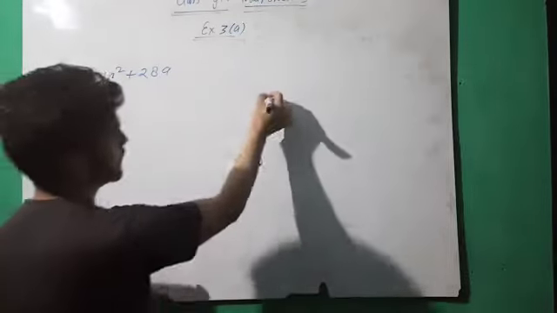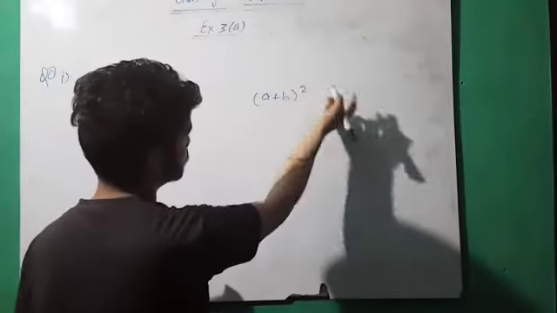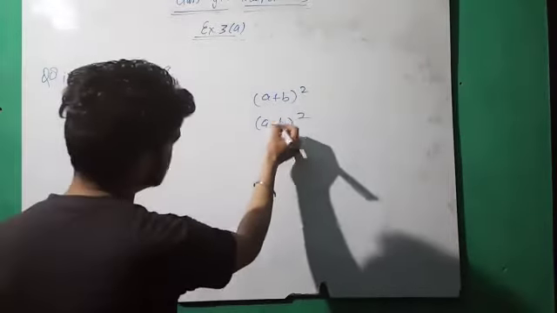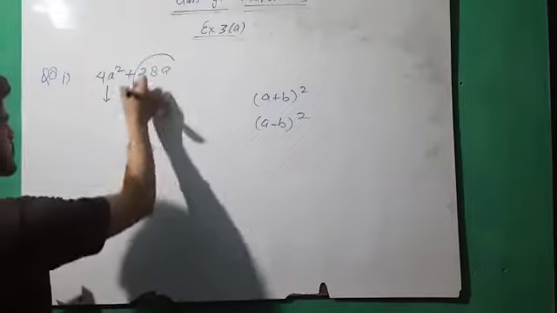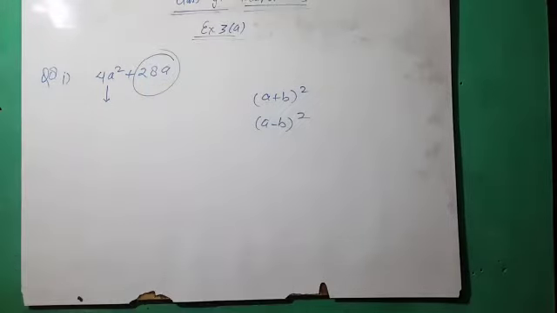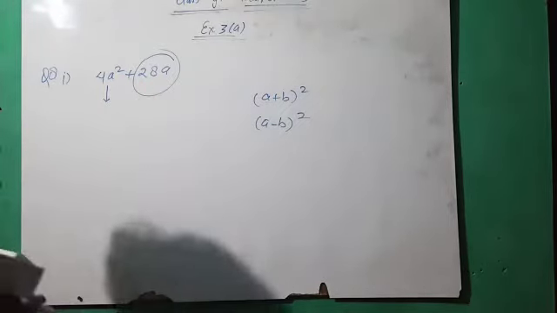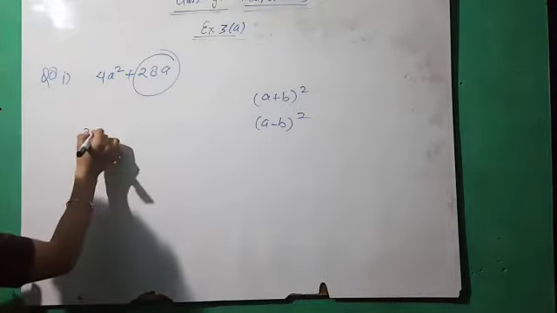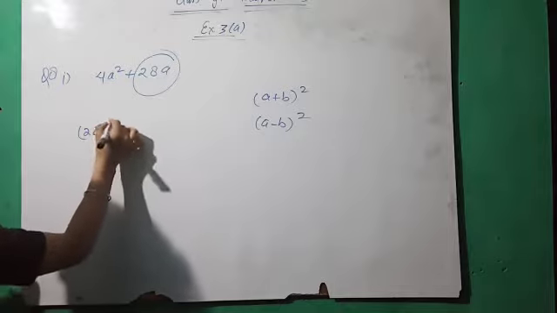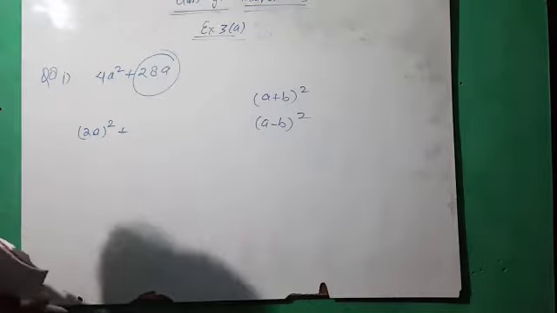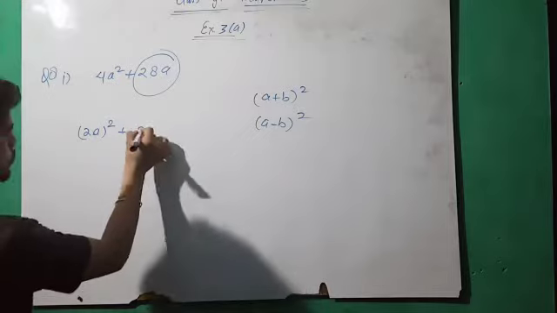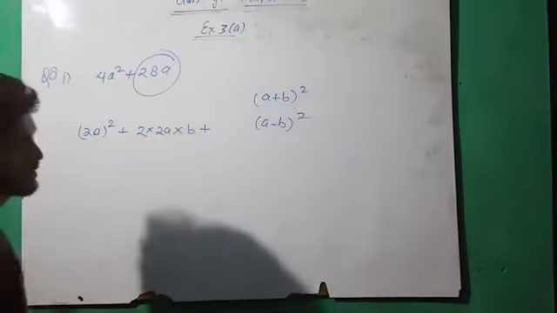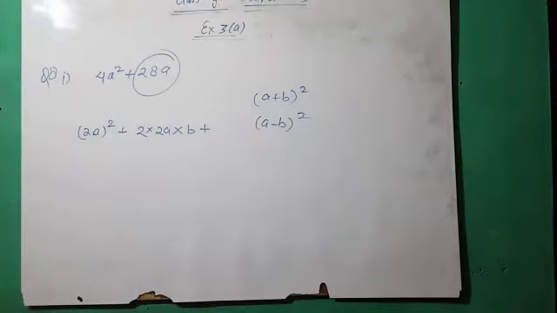Either we have a plus b whole square, because we have to make a perfect square, or it is a minus b whole square, but a minus b or a plus b depends on this term which contains the numerical value as well as the a. So this is written as 2a square, and this is the value of 2ab. So 2 into 2a into b plus b square. We have to add b square.